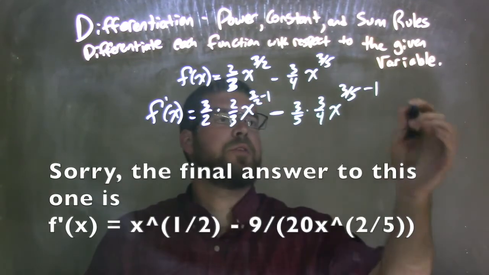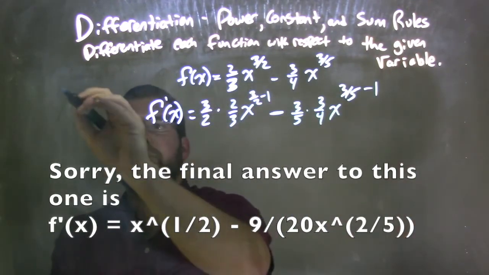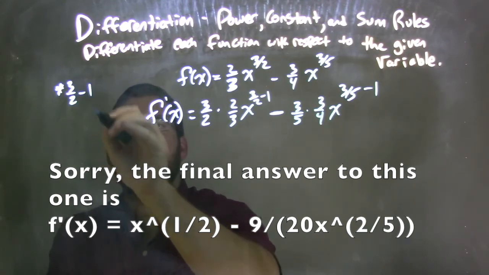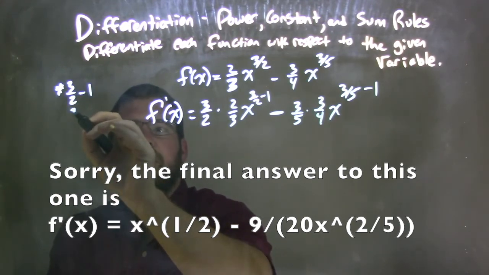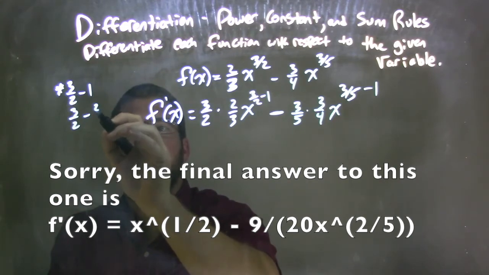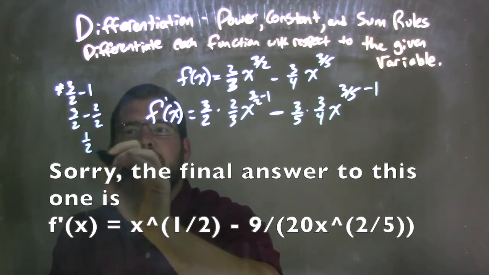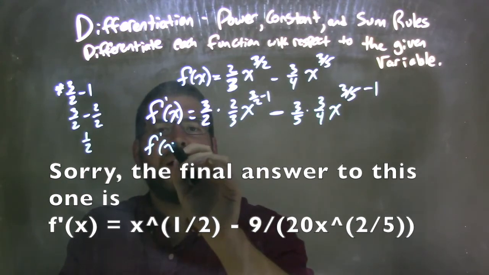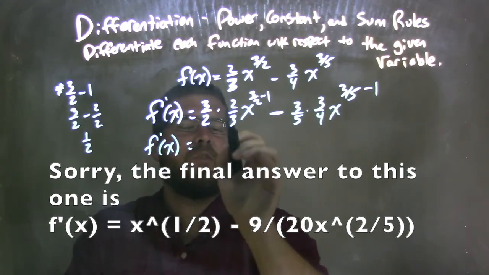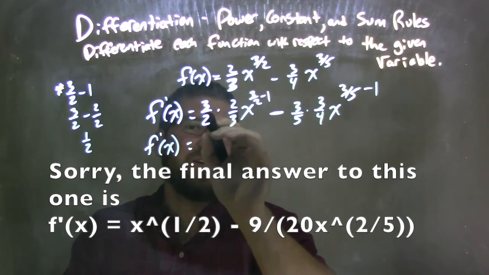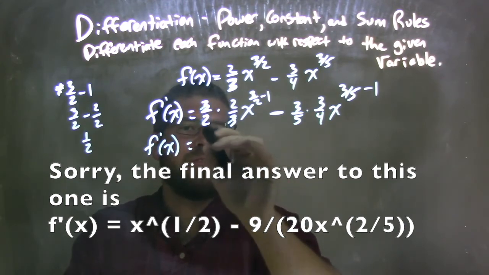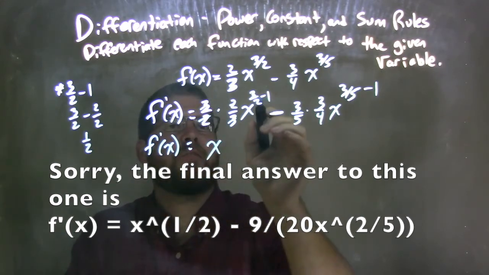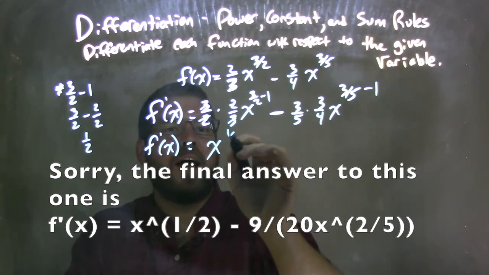So if you need little notes on the side, let's make a little note here. What is 3/2 minus 1? Well, 3/2 minus 1 is 3/2 minus 2 over 2, which is 1/2, right? And so when I simplify this, I have f prime of x here. I multiply 3/2 by 2/3. Well, really, look, the 3's cancel and the 2's cancel, so we're left with just 1. So we're just left with the x there, and the exponent 3/2 minus 1 is just a 1/2 power.